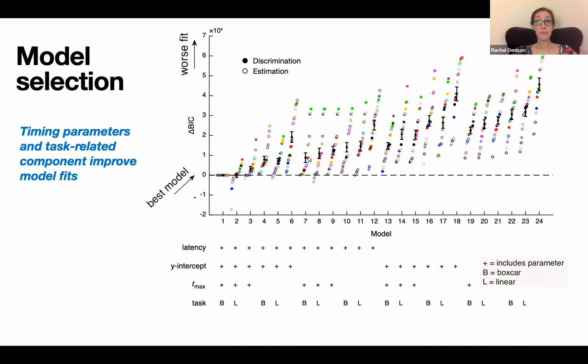And the best model, model number 1, shown here, included all of these parameters: the latency, the y-intercept, the Tmax, and the task parameter, in fact the boxcar, which indicated that these timing parameters and task-related component do improve the model fit. So these improve the model fits and suggest that these should be included in a kind of standard model.